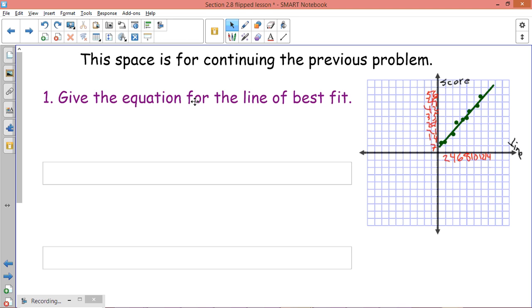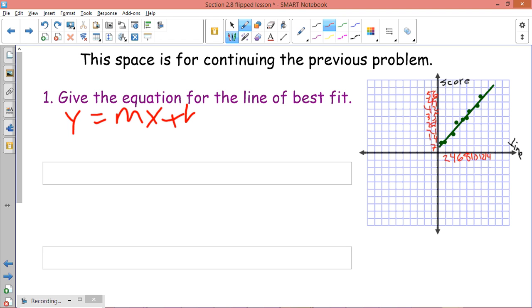Well, what we're going to do here is we are just going to look at our line, and we're going to use our easiest form, which is y equals mx plus b, which means I need 2 pieces of information. I need my slope and my y-intercept. The y-intercept is really easy to find.